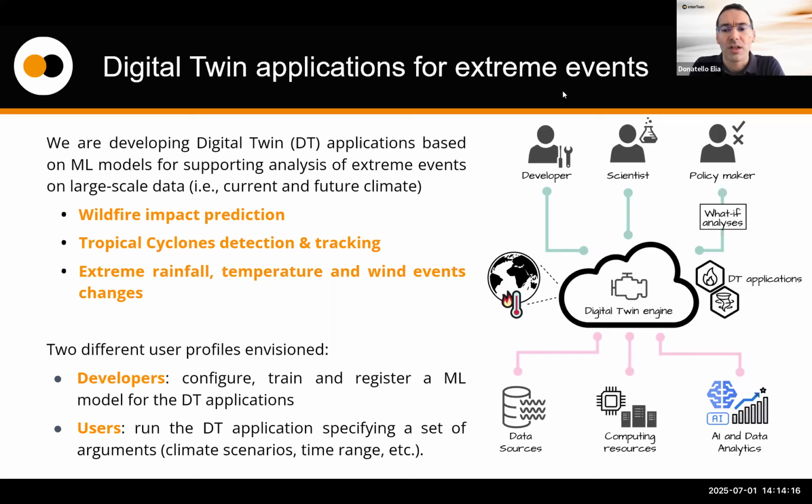In terms of users that we are targeting, we are looking at two different scenarios. On one side, we have the digital twin developer, which is a more technical user that can train, validate and register a new machine learning model for the digital twin application. And on the other side, we have the digital twin user, which will actually run the trained model, selecting the input data and other arguments for the analysis of extreme weather events. Next slide, please.